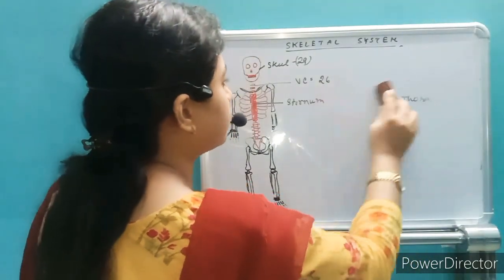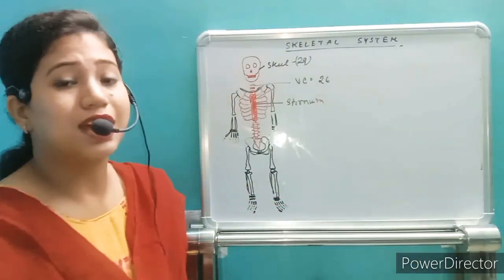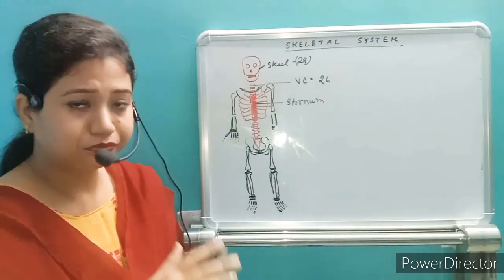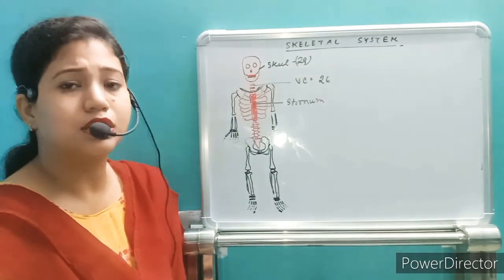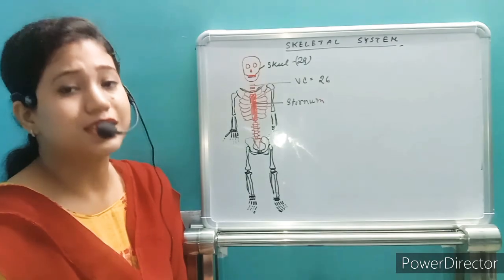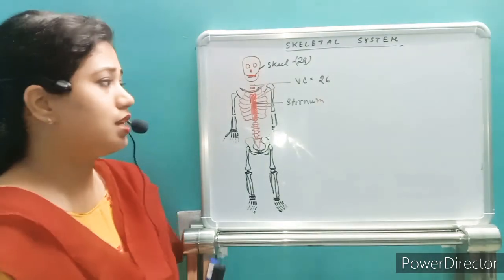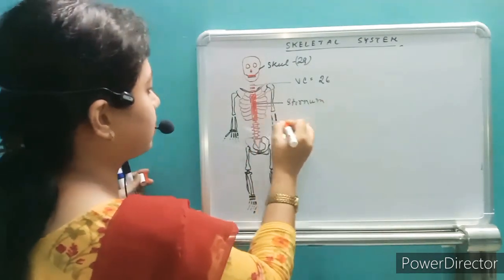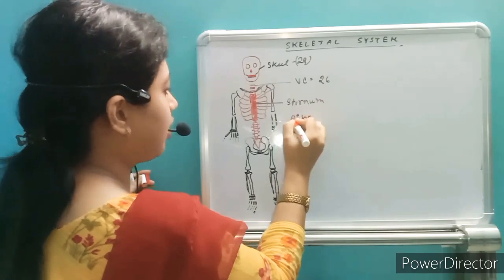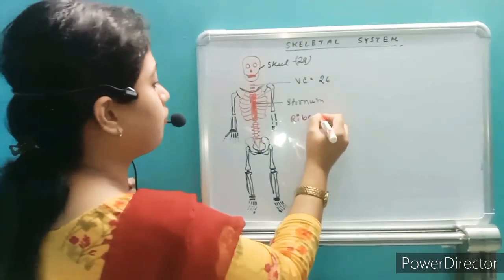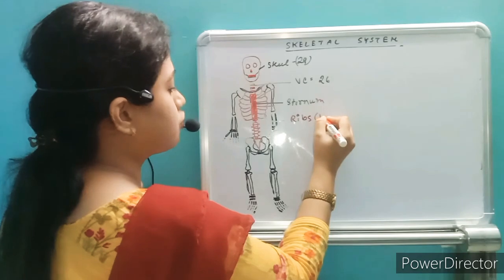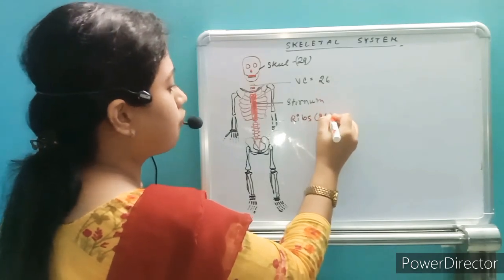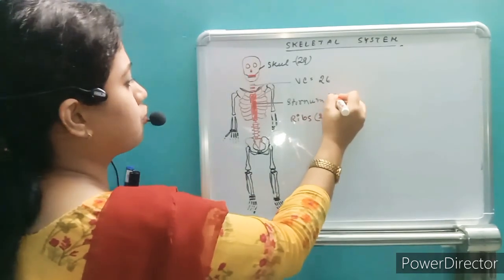The first bone of the vertebral column is called the atlas, and then the second cervical bone is called the axis, right? Then after that, let's move to the next one, that is the ribs. How many bones are present in the ribs? We are going to have 12 pairs. So 24 bones are there. Okay, so what are these?